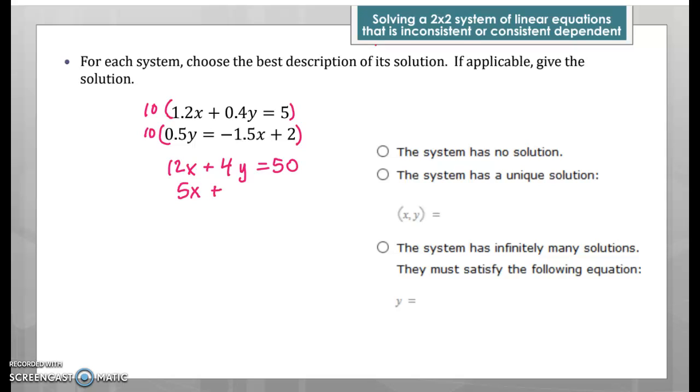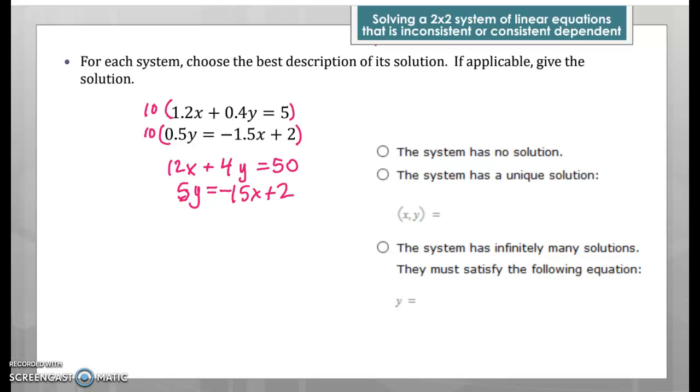I wrote down 5x, it would be 5y. Alright, let's give this another try. 5y equals negative 15x plus 2.